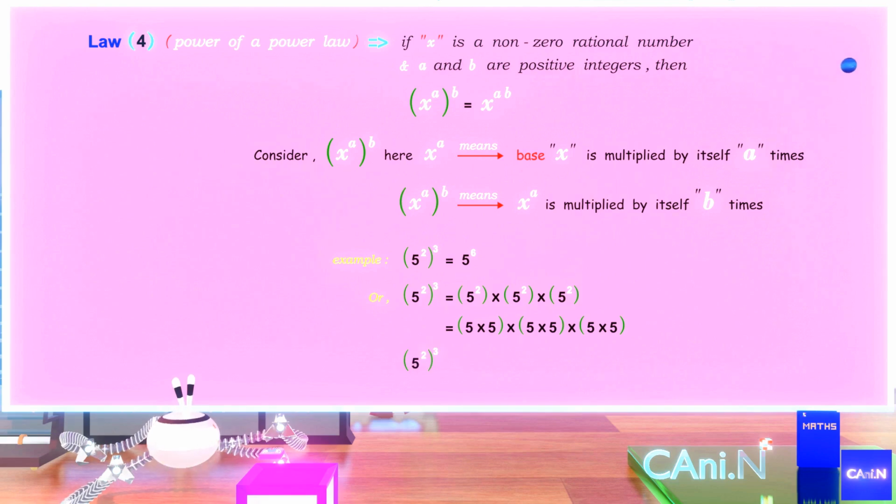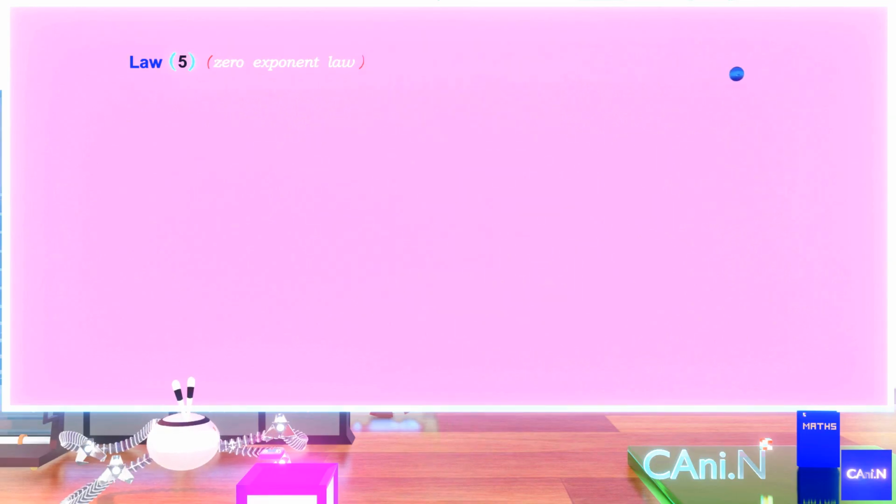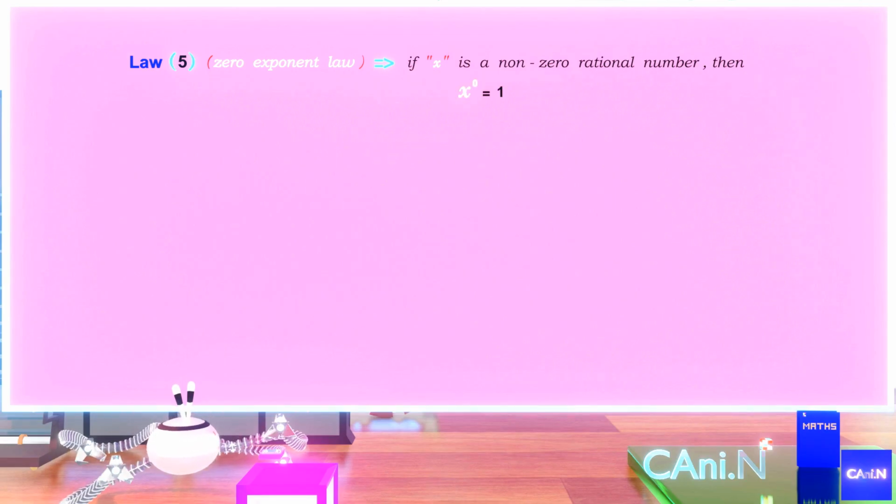So, (5^2)^3 equals 5^6. Law 5, or zero exponent law: if x is a non-zero rational number, then x raised to the power 0 equals 1.